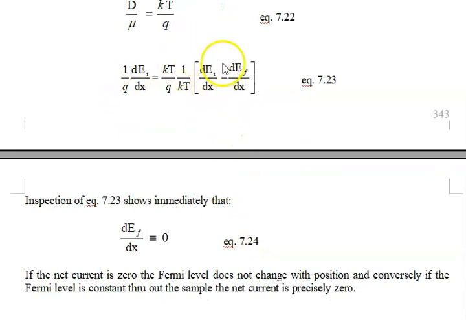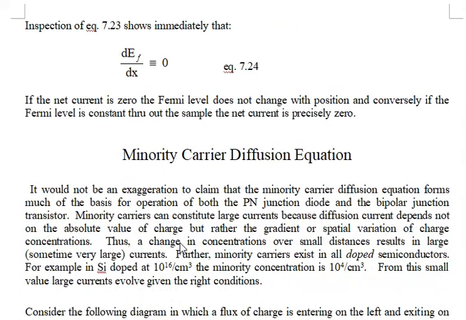Immediately from here, because of the cancellation of these two terms, we get that dE_F/dx is 0, which means the same thing as the Fermi level is horizontal. So that's another important result. The Einstein relationship plus net current equals 0 requires that the Fermi level is horizontal. And the converse is just as true. If the Fermi level is horizontal and straight, then the Einstein relationship holds and the net current is 0.